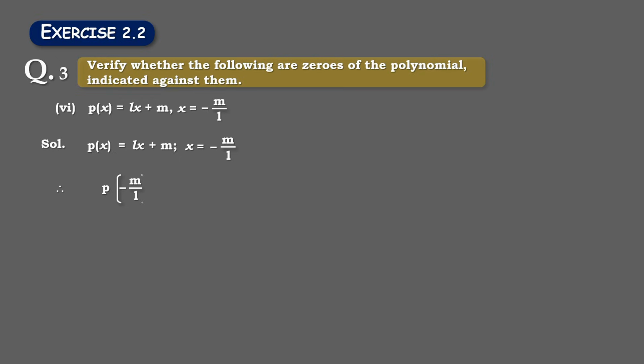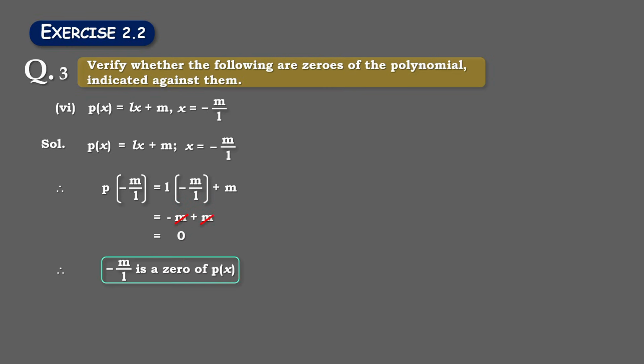The term L in the numerator and denominator cancels out. So the expression becomes minus m plus m. This gives the value 0. Since the value of the polynomial becomes 0, the given value satisfies the condition of a zero. Therefore, minus m divided by L is a zero of the polynomial p of x.